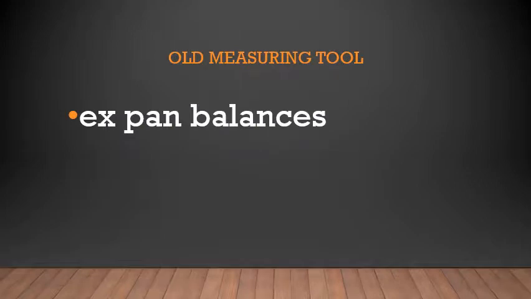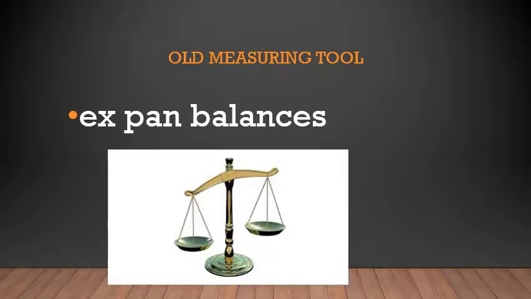In olden days, the example is pan balances. You have seen this pan balance, no? This was used in the olden days. On one side they used to keep the weights, small stone-like objects of 1 kg or half kg or quarter kg. They put them on one pan, and on the other pan the object to be measured is kept. If the pan balance stands straight, with equal length, that means both are equal. So this was used in the olden days to measure things.